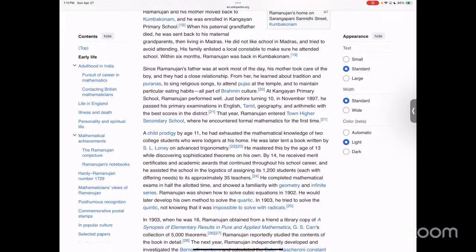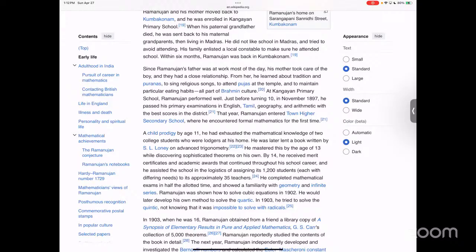What were you just reading? A child prodigy by age 11, he had exhausted the mathematical knowledge of two college students who were lodgers at his home. He was later lent a book written by Loney on advanced trigonometry. He mastered this by the age of 13. How do you know? Trigonometry by Loney. Exactly. This is the book written by Loney which Ramanujan mastered. Ramanujan actually dived into trigonometry and geometry after practicing this textbook.